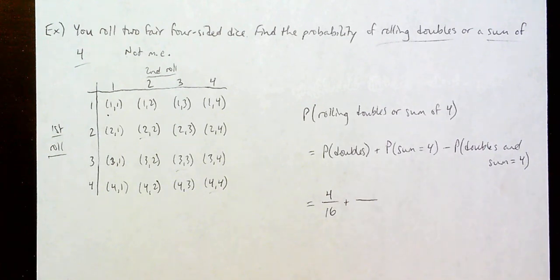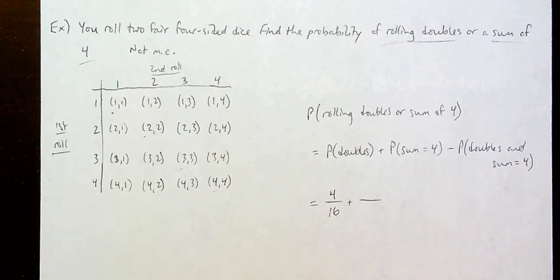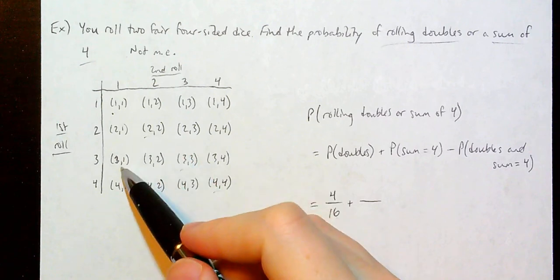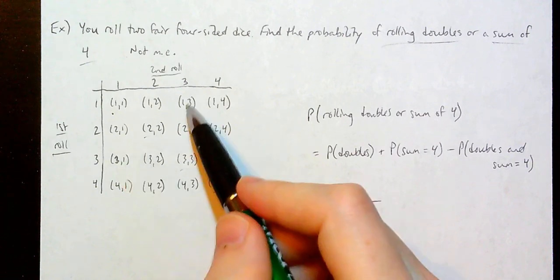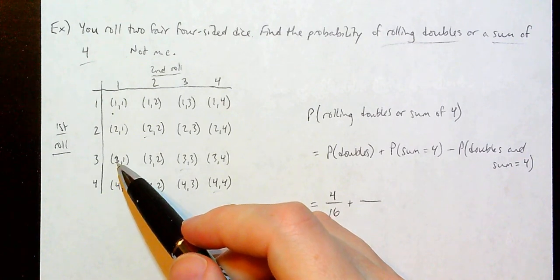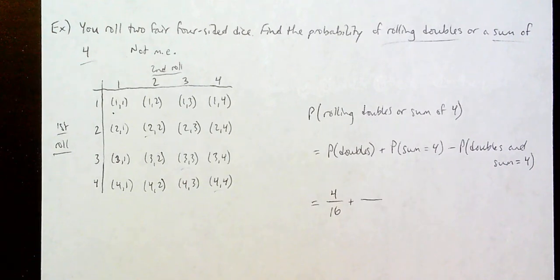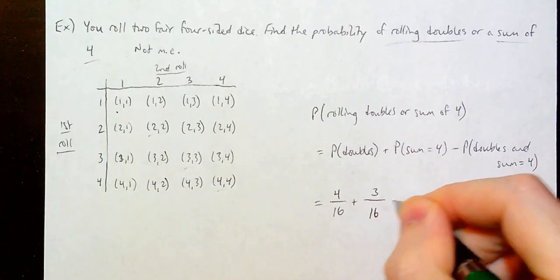All right, what's the probability that the sum of the numbers that you get is 4? Well, we have 3 plus 1 gives me 4, 2 plus 2 gives me 4, and then 1 and 3 gives me 4. These are not the same outcome. Here it's 3 on the first roll and 1 on the second roll. Here it's 1 on the first roll and 3 on the second roll. So 3 outcomes that give me a sum of 4, again, out of 16 possible outcomes in the entire sample space.